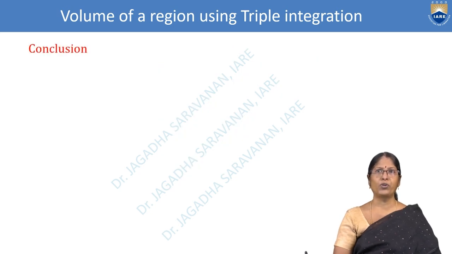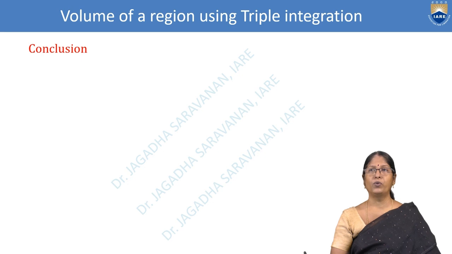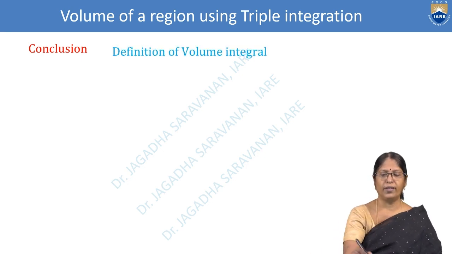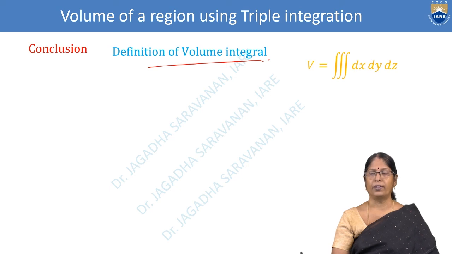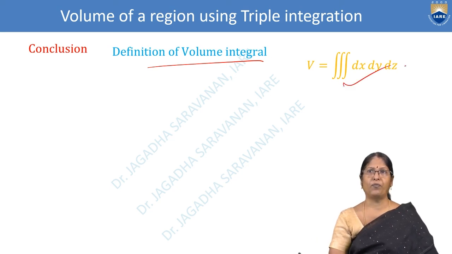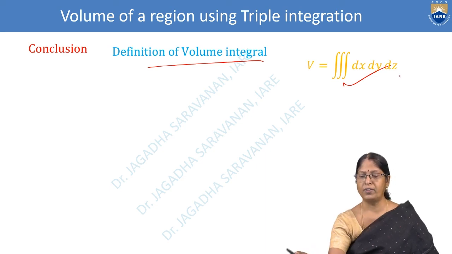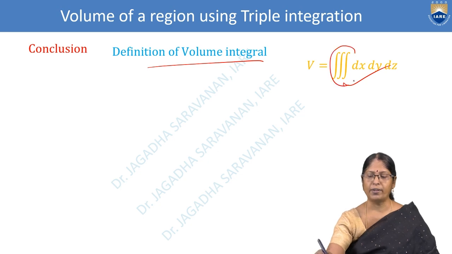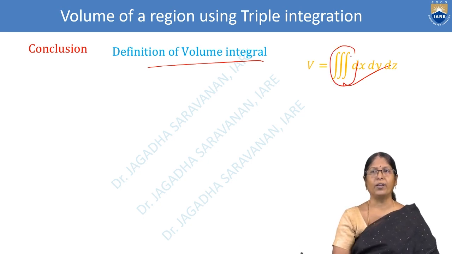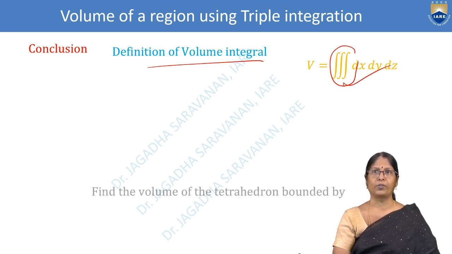We will come to a conclusion of this volume of a region using triple integration. That is the definition of volume integral. This is if it is in the Cartesian form. So we concentrate in this video lecture on the Cartesian form, that is dx, dy, dz, the triple integral, three times we have to do the integration. Mostly we concentrate on taking the xy plane, then z is becoming 0. Using that concept, the innermost integral is taken with respect to z, and we did the problems.